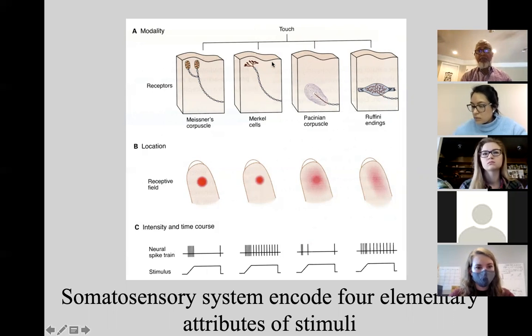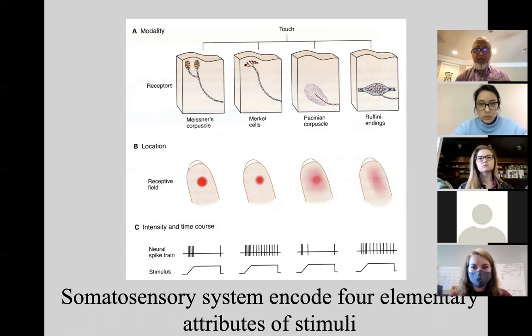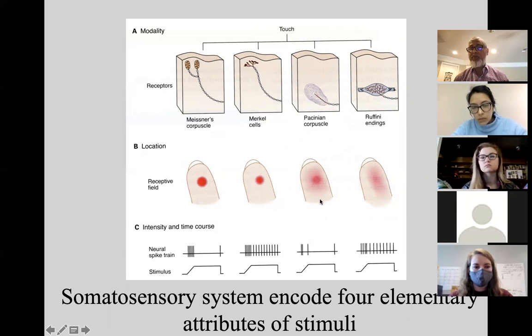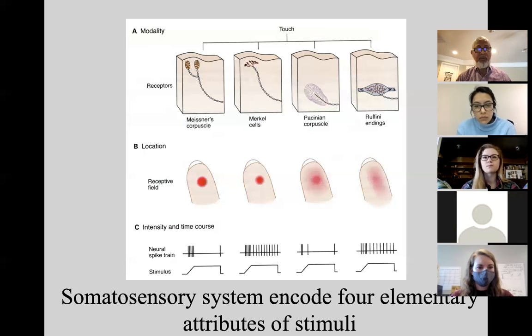Now, one very important concept that you have to understand is that the somatosensory system encodes four attributes of a stimulus. These are the four primary attributes of a stimulus. So what are those attributes? Number one is the modality. The modality of sensation is the type of stimulus. Pain is a modality, touch is a modality, the visual stimulus is a modality, the sound is a modality of sensation. So there are different modalities of sensation.